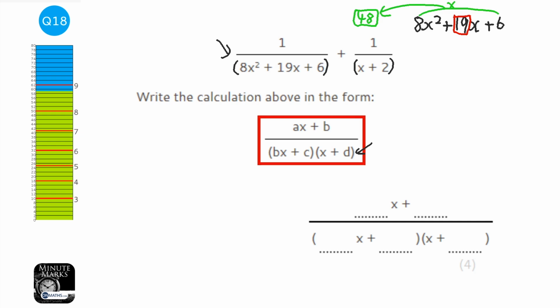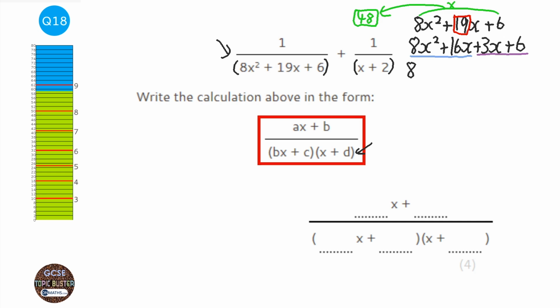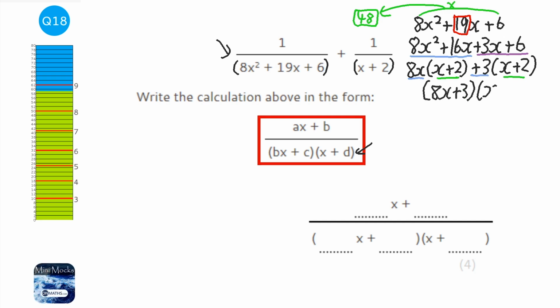So then I rewrite the 19x as 16 and 3. 3 and 16, it doesn't matter. You get the same answer eventually either way. Then I just factorise these two linearly, and I just factorise those two linearly. So 8x squared plus 16x, I can divide out an 8x, and 3x plus 6, I can divide out a 3. And you notice that the bracket here is the same. Then you pair up the bracket that's the same with the bits on the outside, so you get 8x plus 3 and x plus 2.